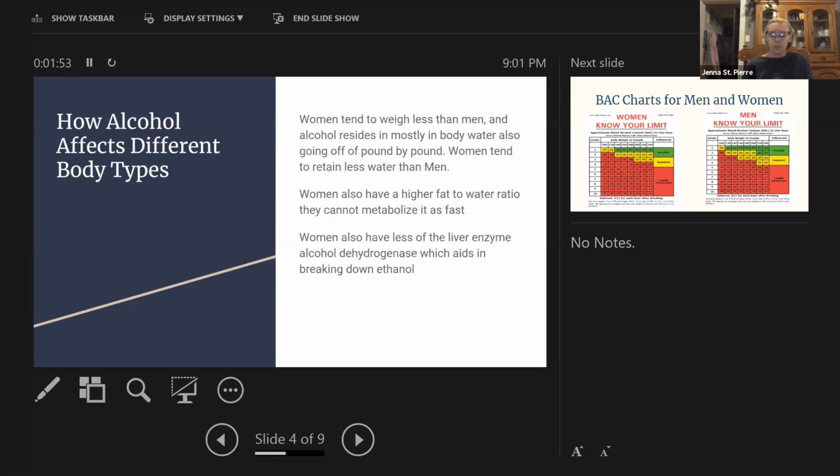We also did some more research online showing that women have a higher fat to water ratio, meaning they cannot metabolize alcohol as fast. We also learned that women have less of the liver enzyme, alcohol dehydrogenase, which aids in the breaking down of ethanol, which turns into acetaldehyde.